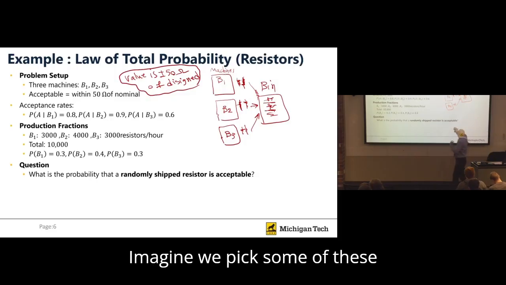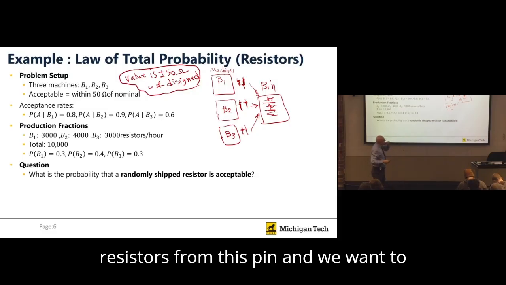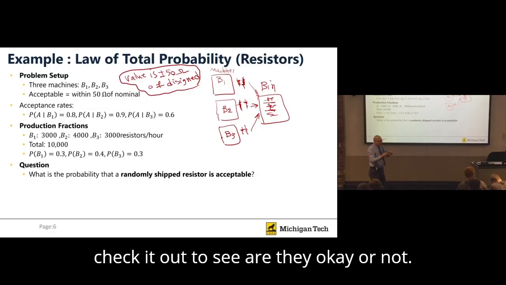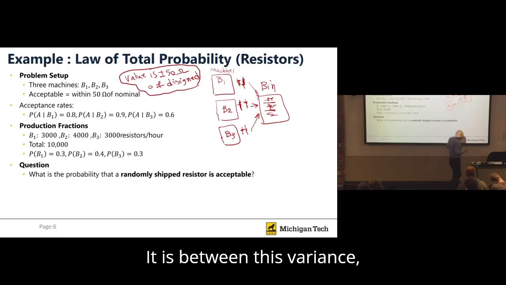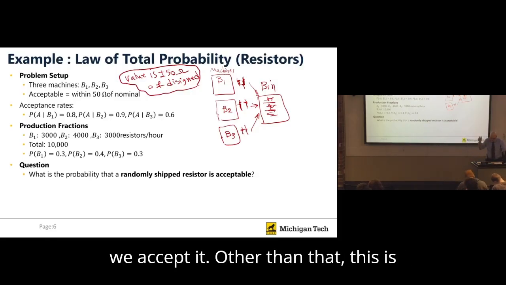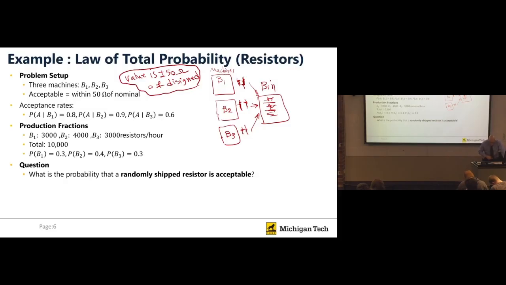Imagine we pick some of these resistors from this bin, and we want to check to see whether they are okay or not. If it's within this variance, we accept it. Other than that, this is garbage. This is not good enough. Okay, so this is what we know.